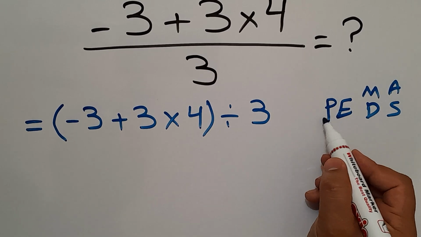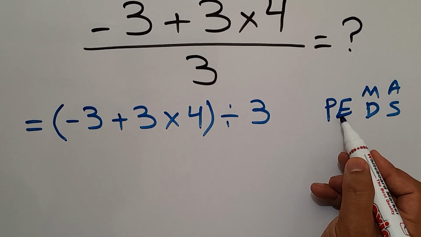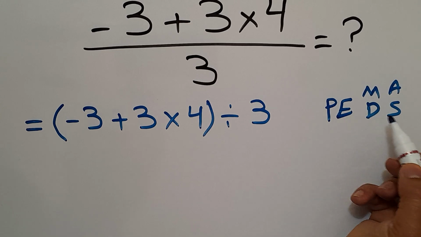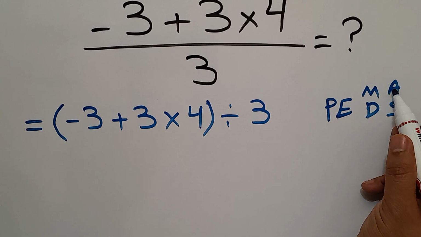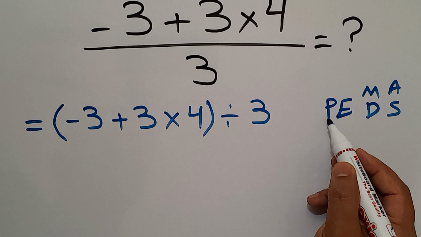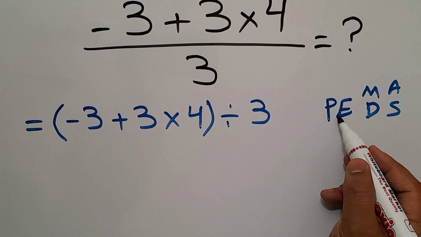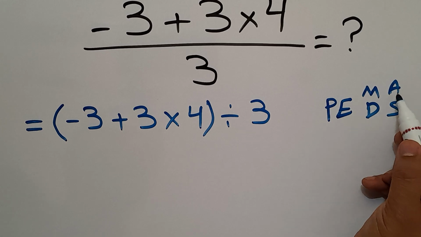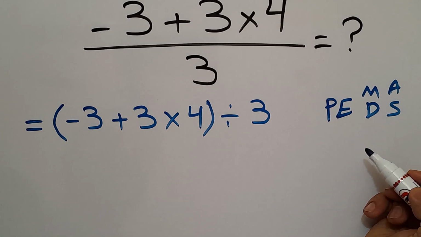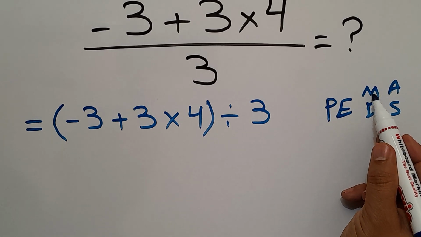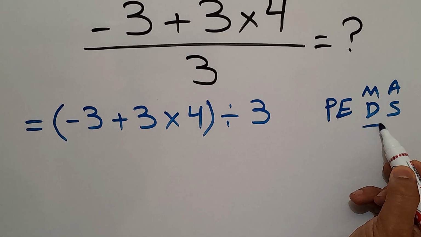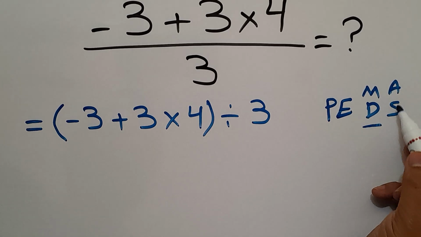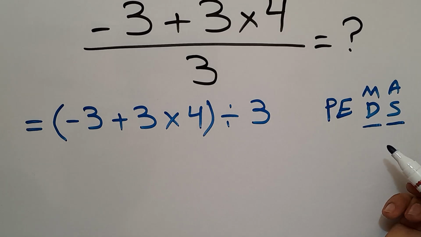P stands for parentheses, E stands for exponents, M and D stand for multiplication and division, and A and S stand for addition and subtraction. We first do parentheses, then exponents, then multiplication or division, and finally addition or subtraction. Remember that multiplication and division have equal priority and we have to work from left to right. And the same applies to addition and subtraction.